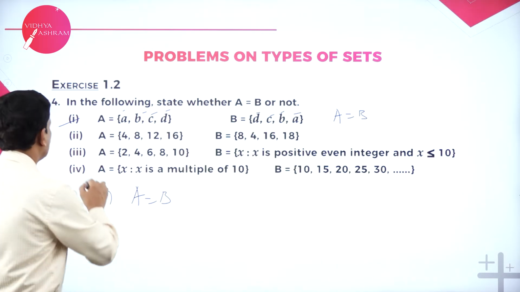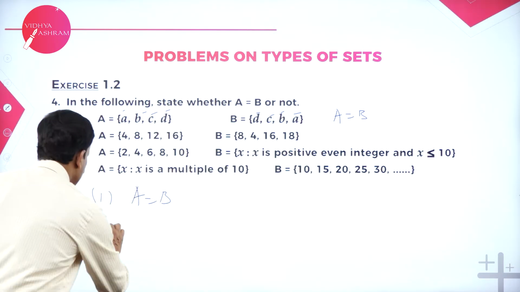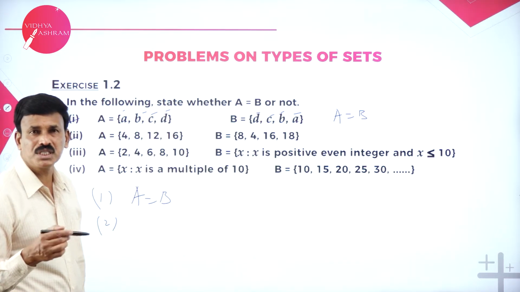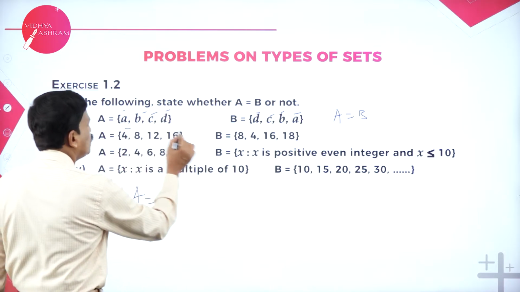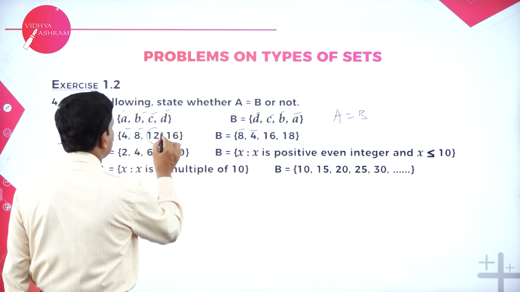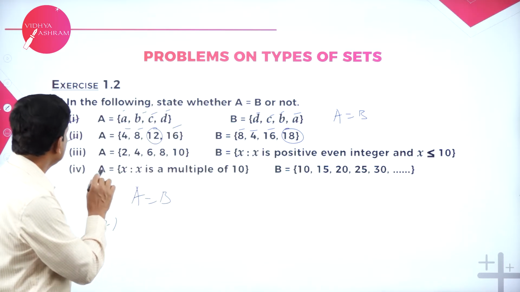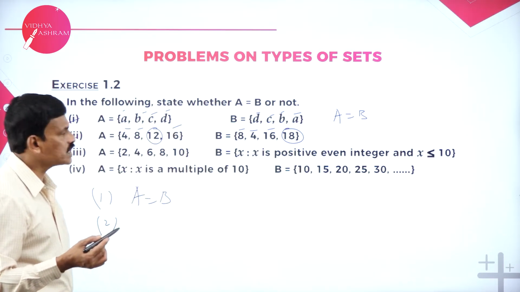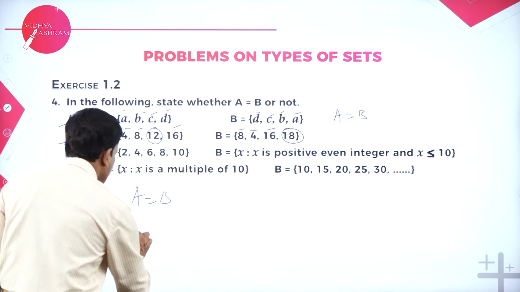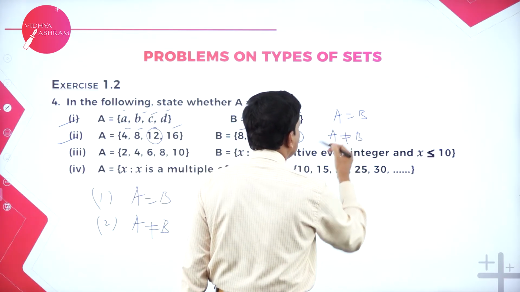Now let us come to the second one. What is the second set? The number of elements is the same. And what are the elements here? Check whether the same elements are in both sets A and B. A contains 4, B also contains 4, A contains 8, B contains 8. Whereas A contains 12, B does not contain 12, A contains 16, here 18 is there. Since A contains 12 but B does not contain 12, whereas B contains 18, A does not contain 18, these are not equal sets. A is not equal to B.